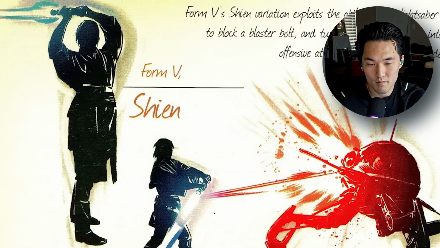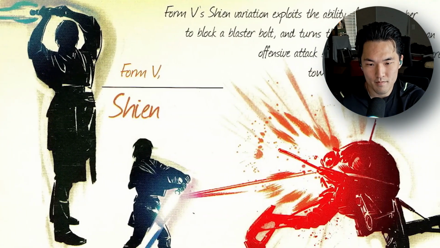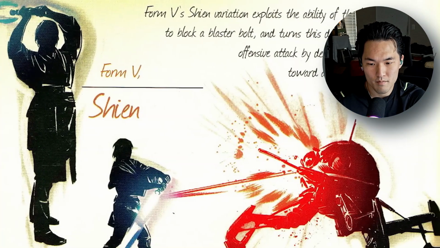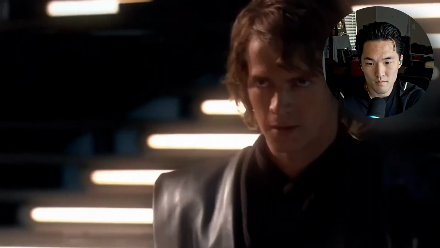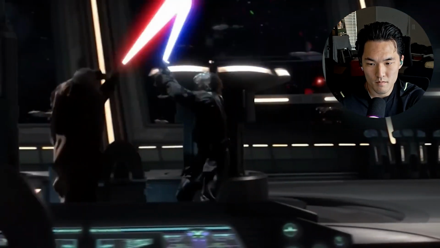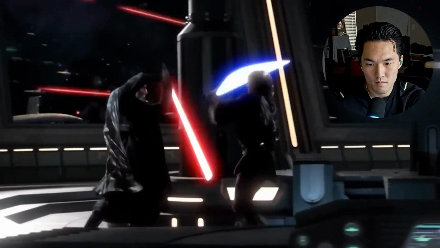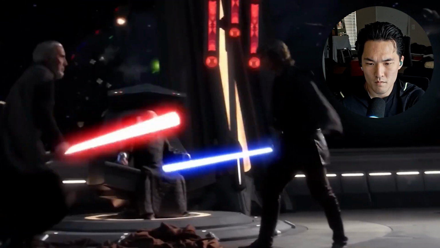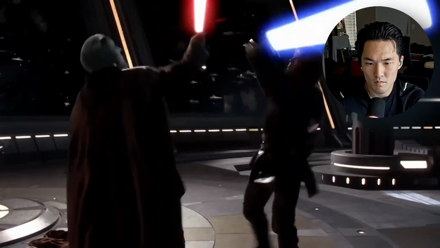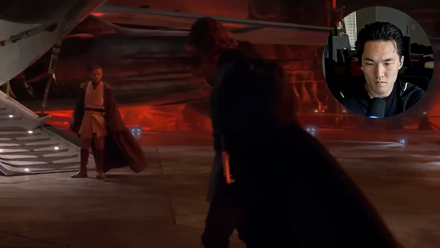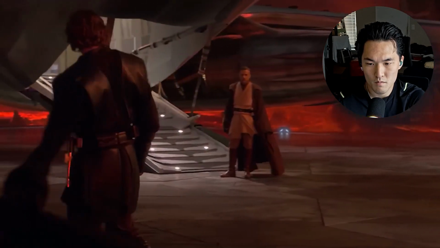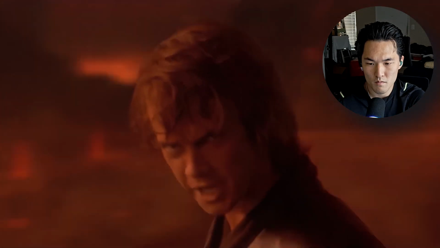Form 5 was known by two distinct primary disciplines, Shien and Djem. Djem was based on defending with solid blocks and parries, then immediately countering with strong counterattacks. The form was geared towards lightsaber-on-lightsaber combat, but remained effective with blaster bolt deflection. The most well-known user of the Djem variant of Form 5 was the Chosen One, Anakin Skywalker.